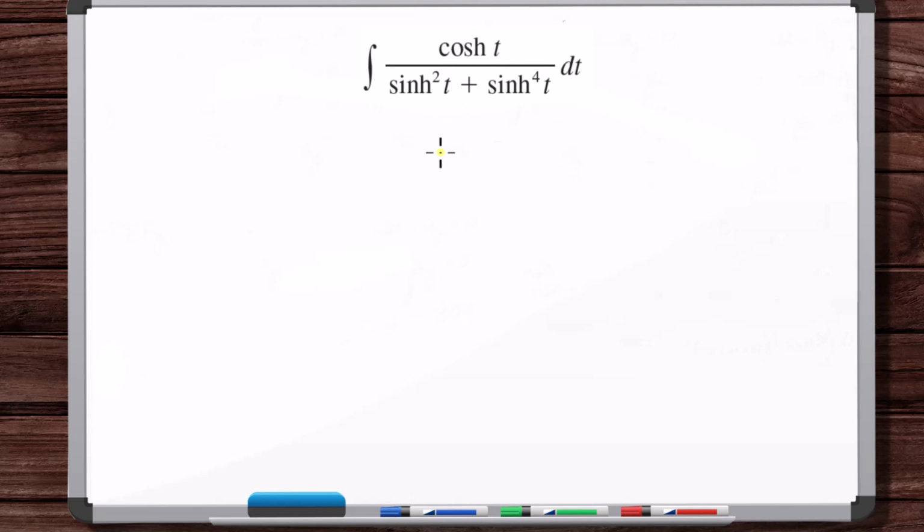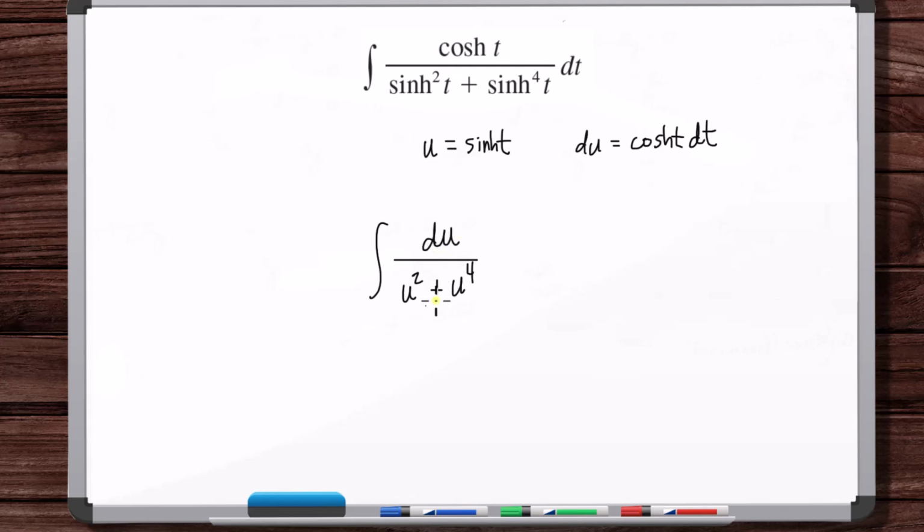Okay, if we say that u is equal to the hyperbolic sine of t, then du is equal to hyperbolic cosine of t dt. And so we've got u squared plus u to the fourth du in the numerator.